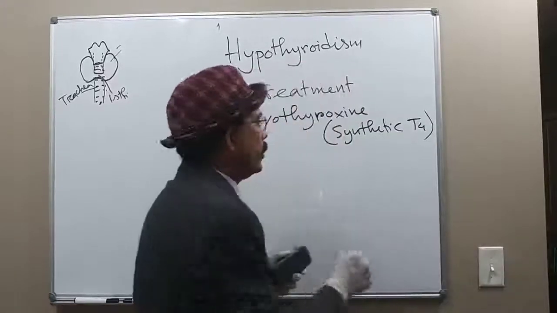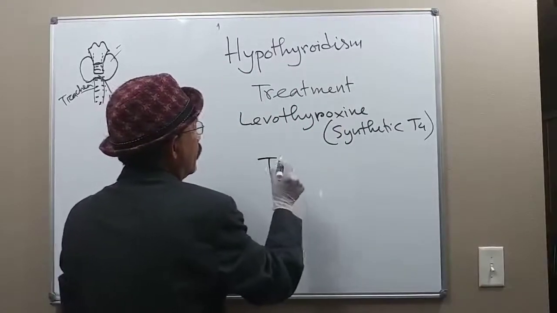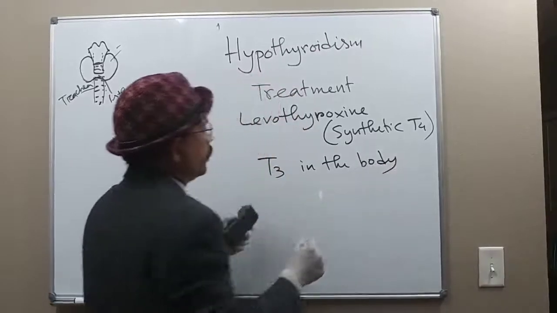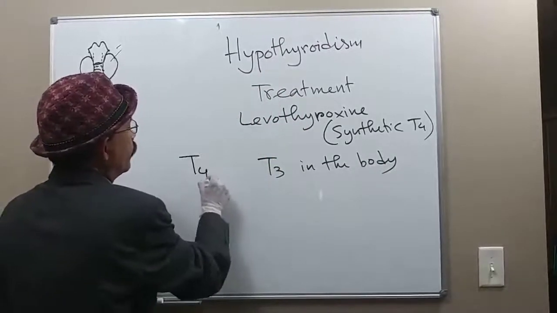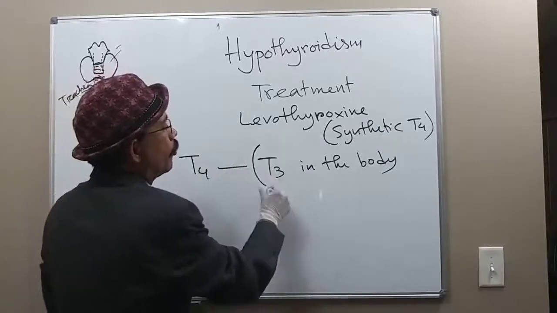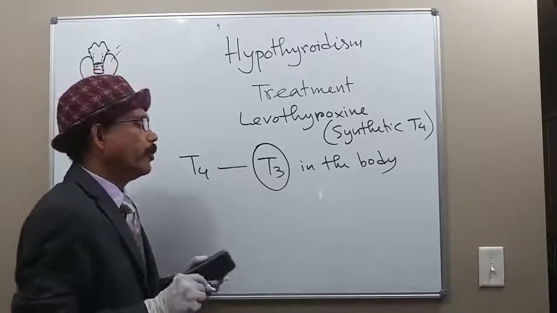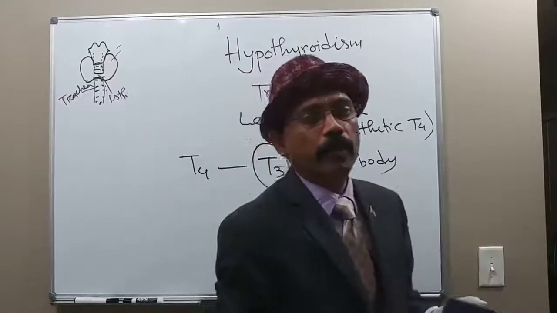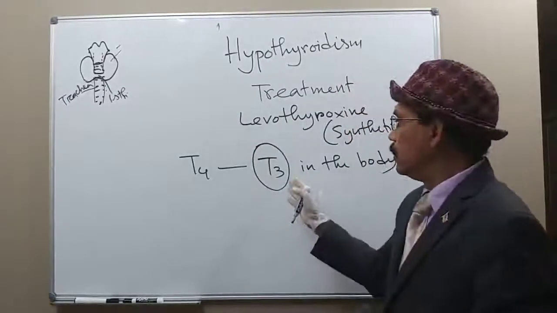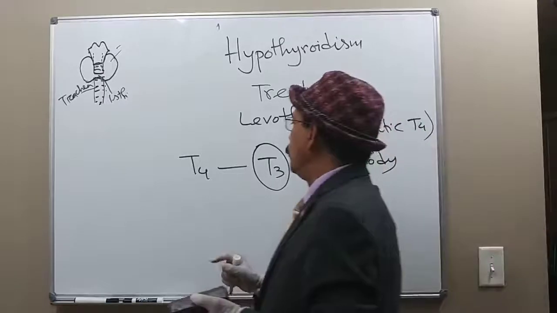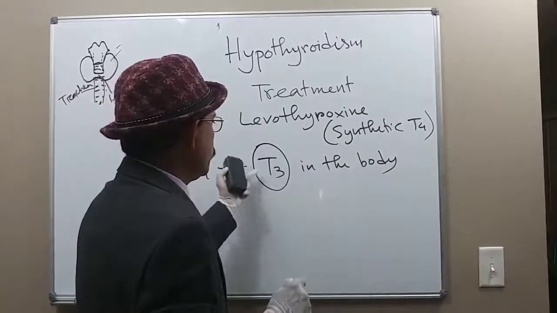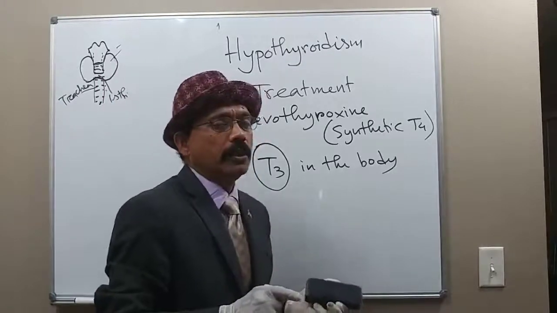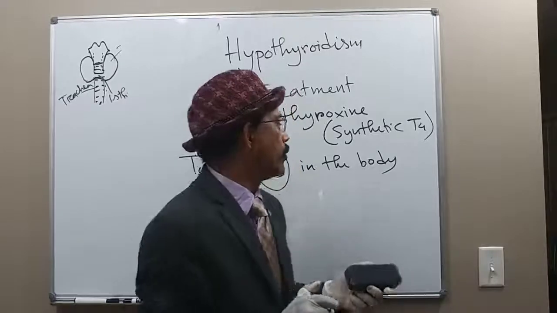It will be converted into T3 in the body. So from T4 we get T3. T3 is the more potent form of thyroid hormone. We'll give that person this. So we got T3 from T4. T4 means thyroxine, T3 means triiodothyronine, the most potent form.